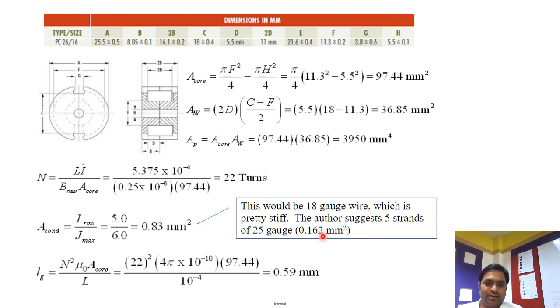And here we can also suggest that 5 strands of 25 gauge wire will be sufficient. Next we need to calculate the air gap length. So air gap length Lg can be calculated as N square mu naught A core upon L. The number of turns we have calculated here. Mu naught is the permeability of free space, which is 4 pi into 10 to the power minus 7. A core is the core area, which is from here, and L is the inductance, which is already given in the first phase. So Lg is coming 0.59 mm.